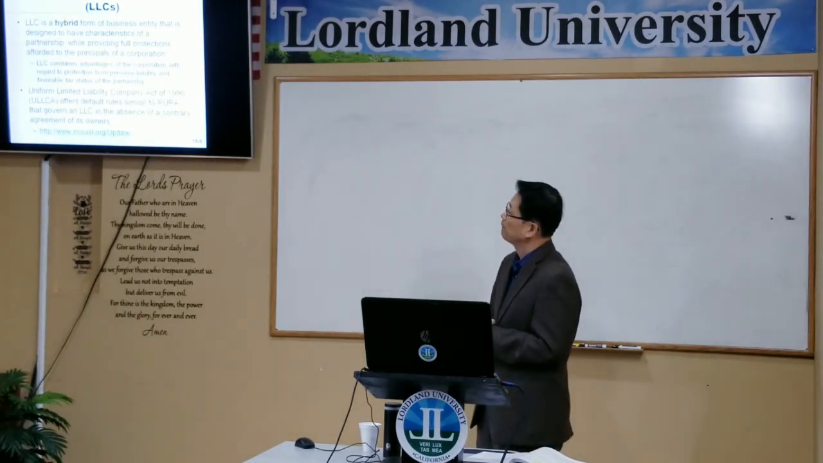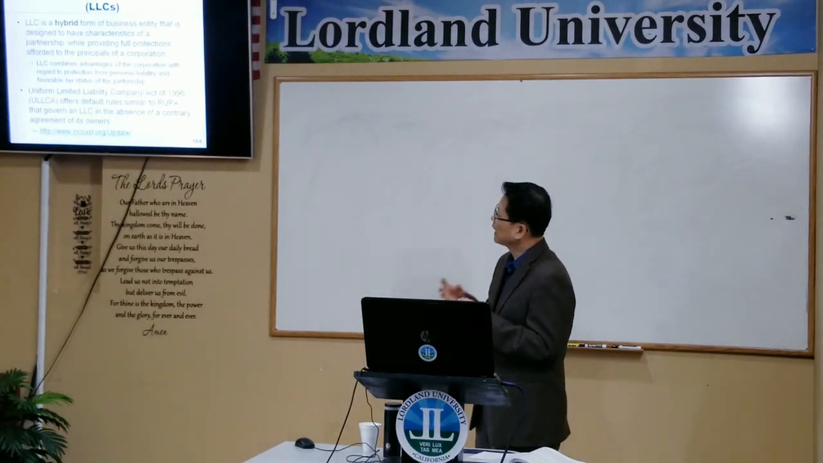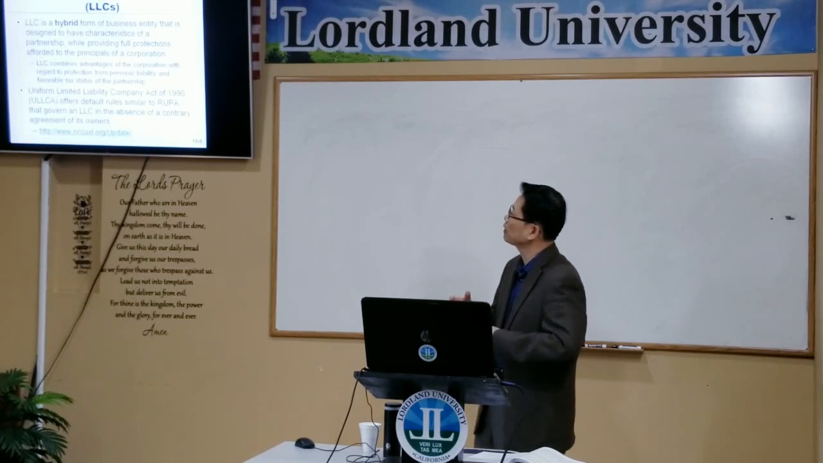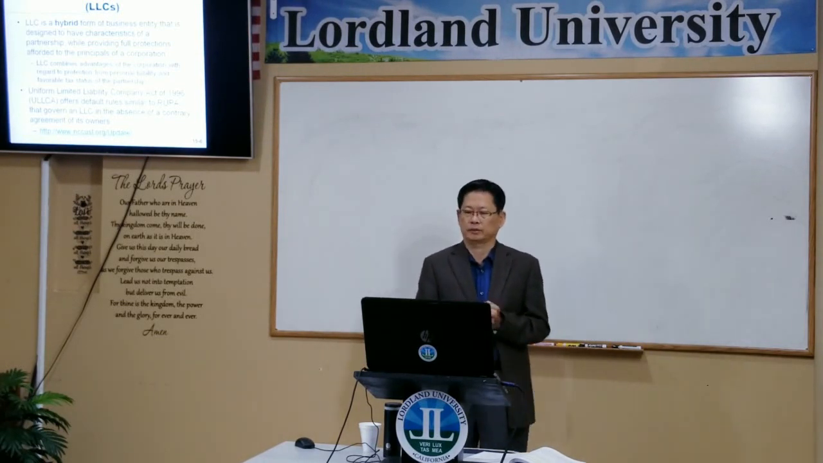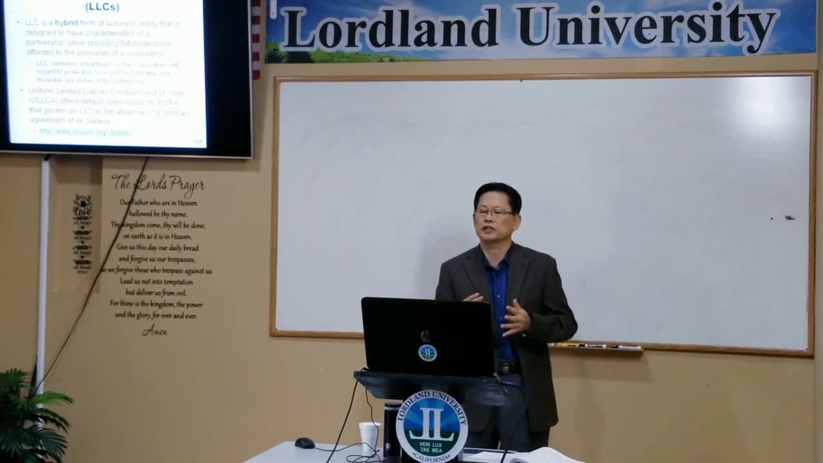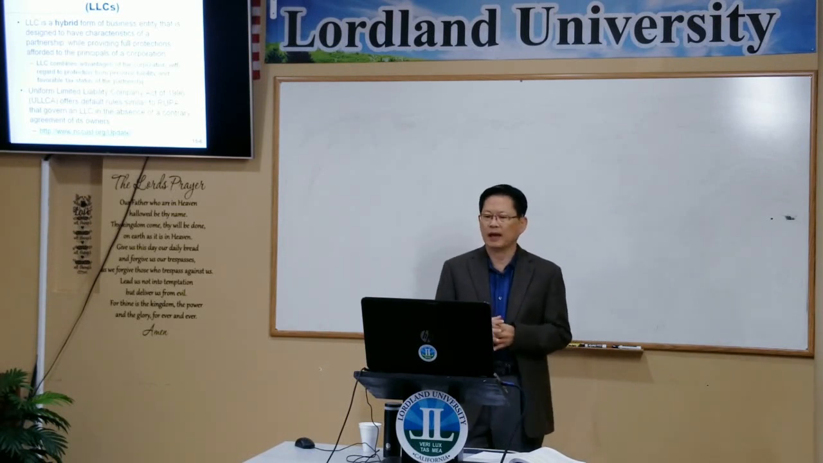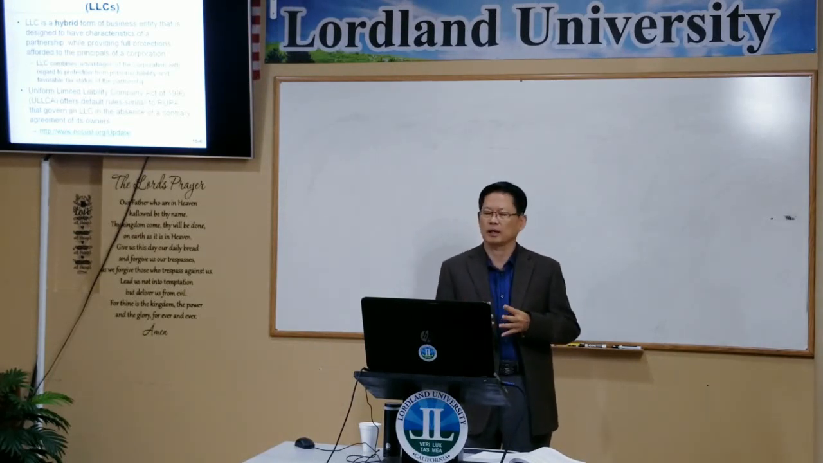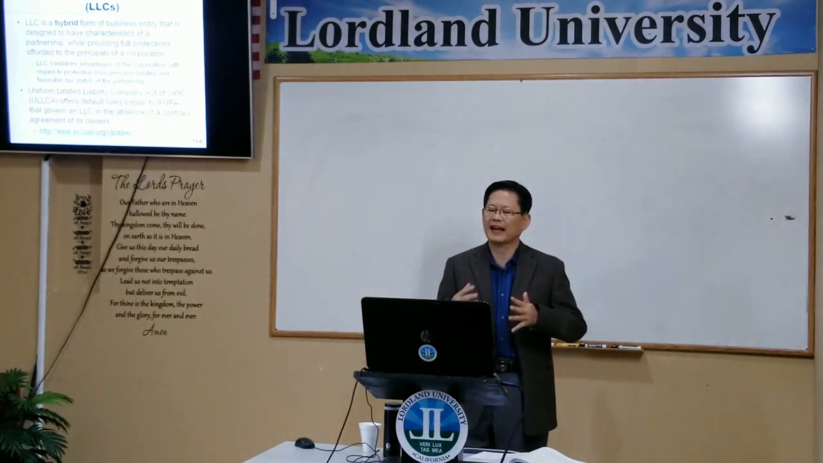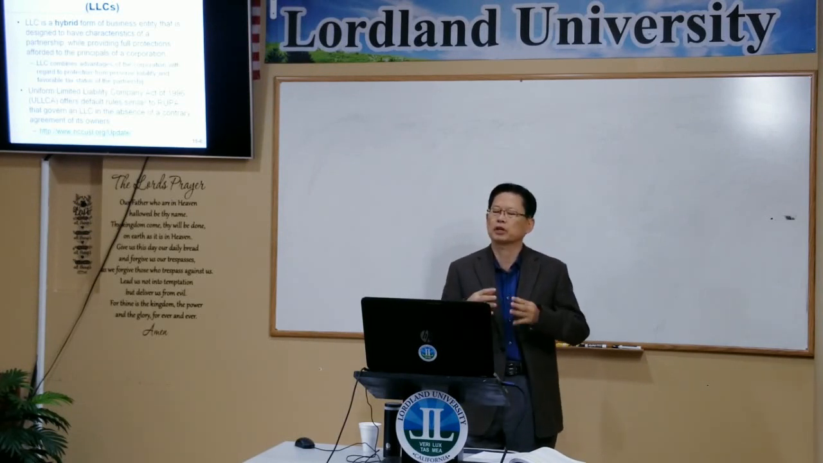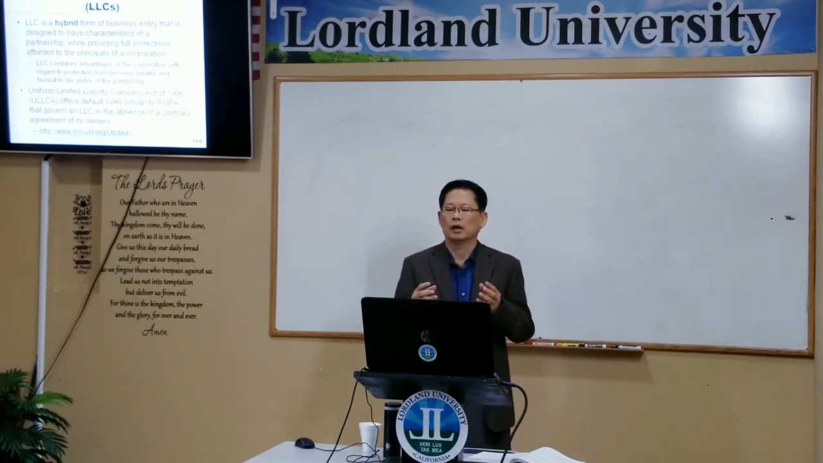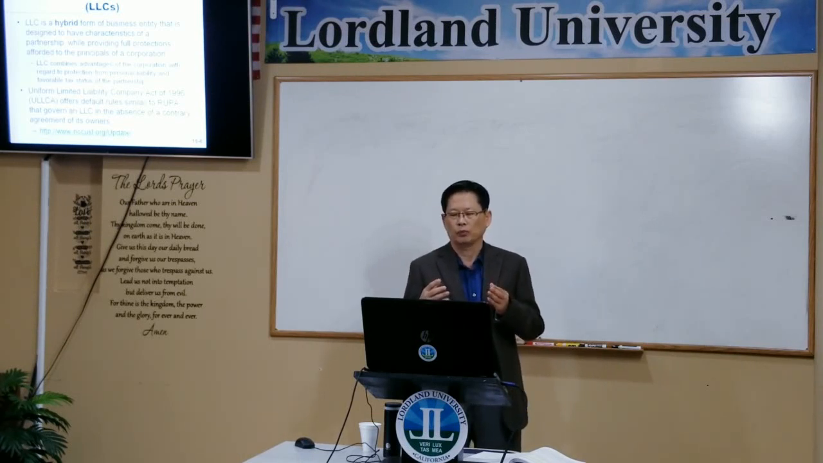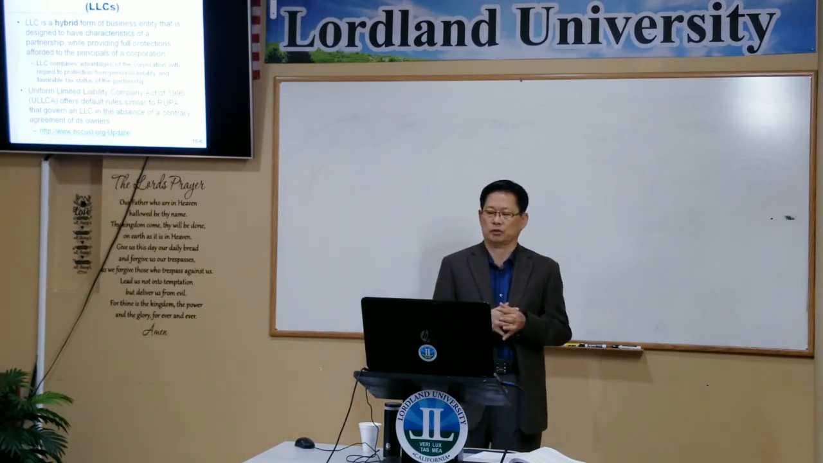Okay. First, the type of business is a limited liability company. The limited liability company is a hybrid form, a combined form of a business entity that is designed to have the characteristics of a partnership, while the LLC is providing full protections that are afforded to the principals of a corporation. Therefore, the combination of advantages between corporation and partnership is an LLC.